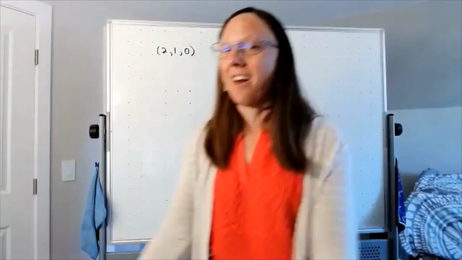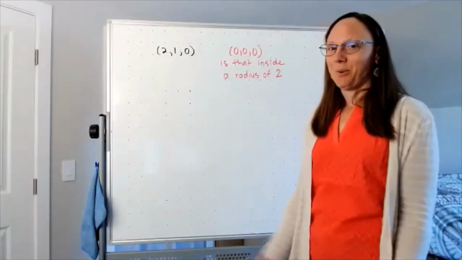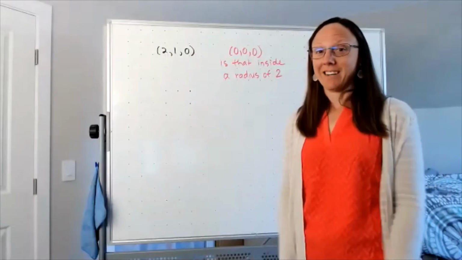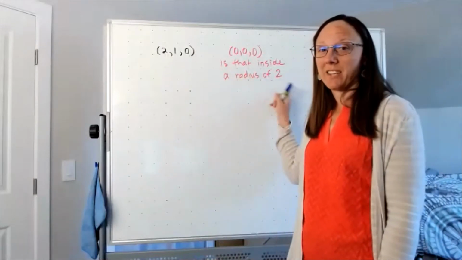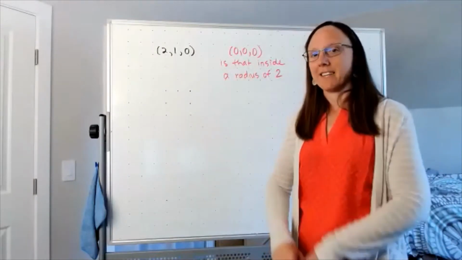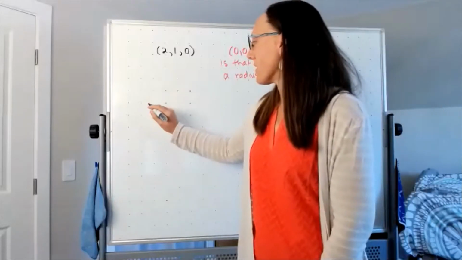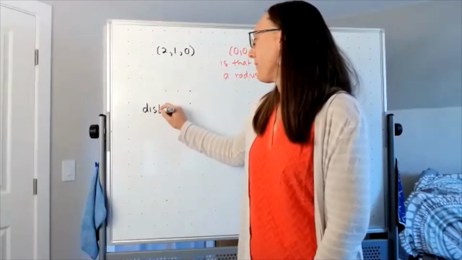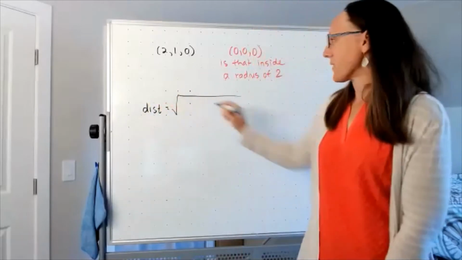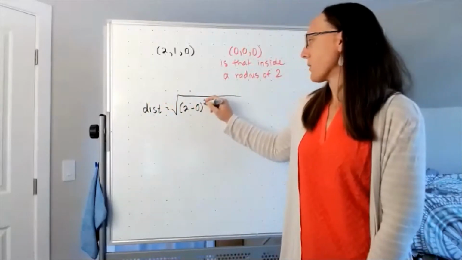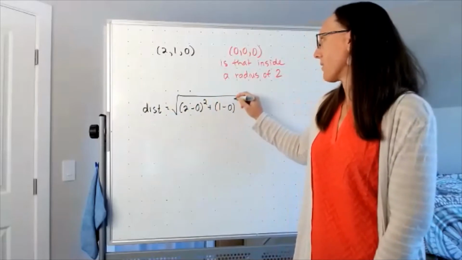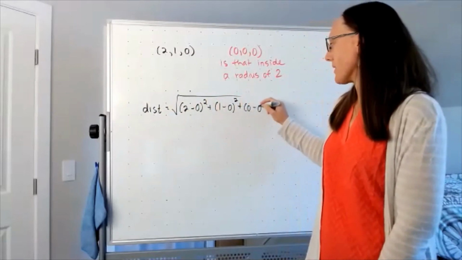Well, how are we going to tell? We're going to use the distance formula. As long as the distance between these two things is less than 2, the vaccine's going to work. So let's quickly throw that in our distance formula. I am looking at the square root of 2 minus 0 squared plus 1 minus 0 squared plus 0 minus 0 squared.